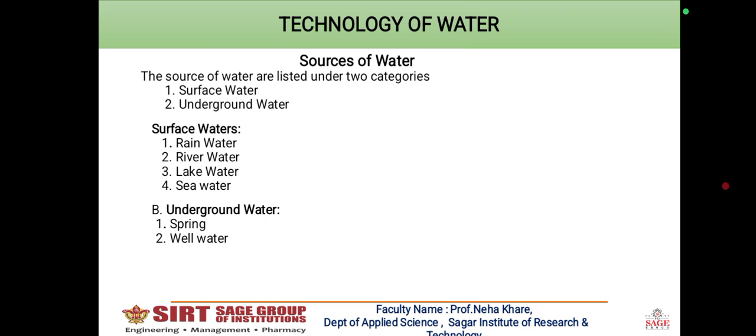Surface water is the water found on the surface of the earth. It is generally clear and colorless and somewhat acidic in nature because of dissolved organic matter and carbon dioxide gas also present in the water. These are the different sources of surface water. The second is underground water. Underground water is also known as spring water, well water, and tube well water.